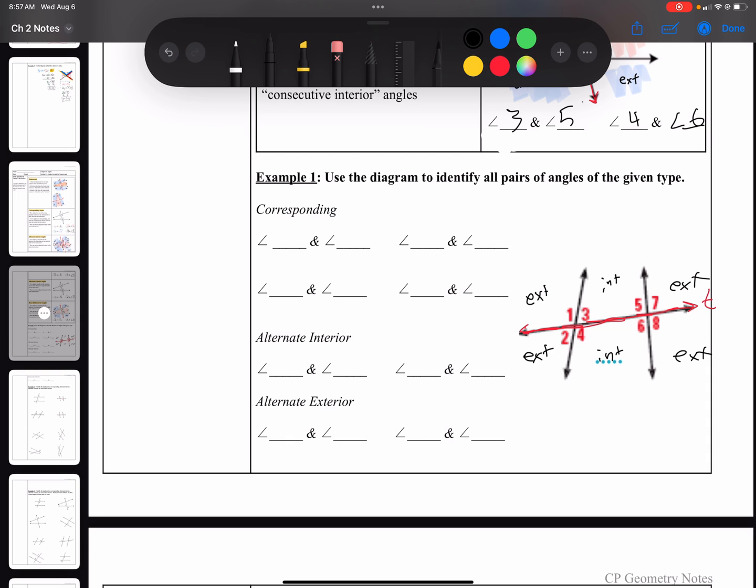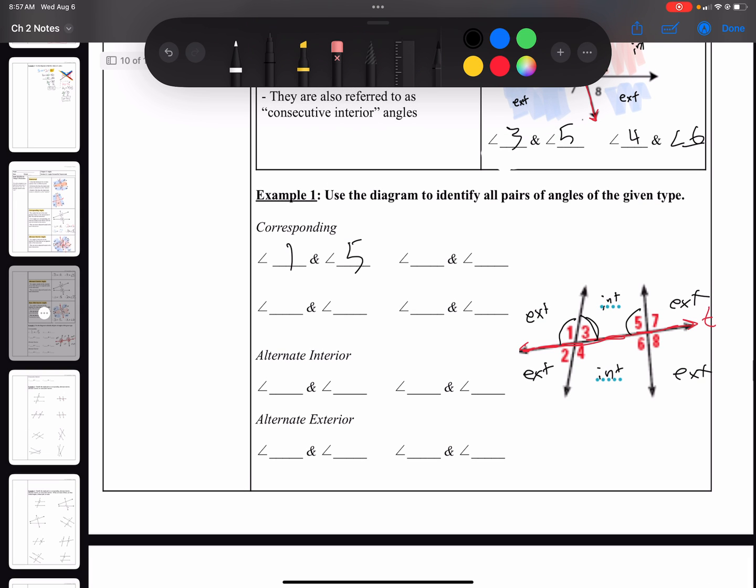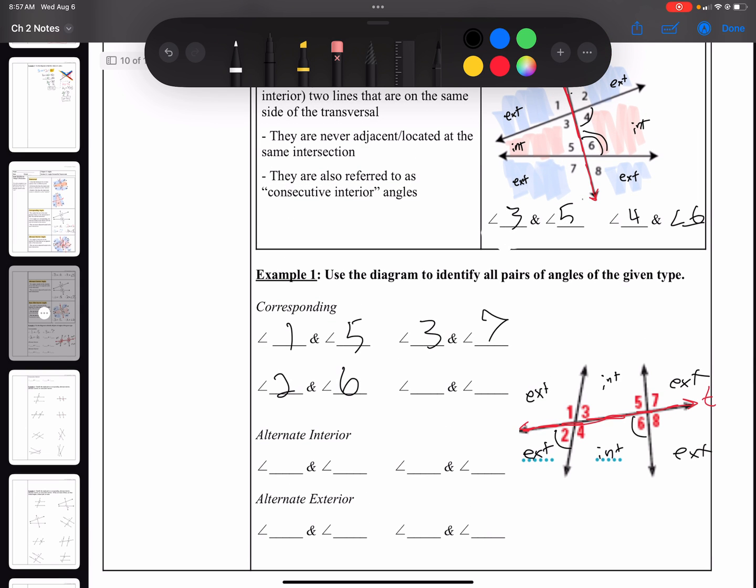All right, here we go. Corresponding angles are in the same position. So angle 1 and angle 5 are corresponding. They're up and to the left, up and to the left. 3 and 7 are also corresponding. Up and to the right, up and to the right. What about angles 2 and 6? Down and to the left, down and to the left, same position. They are corresponding. And last would be 4 and 8.